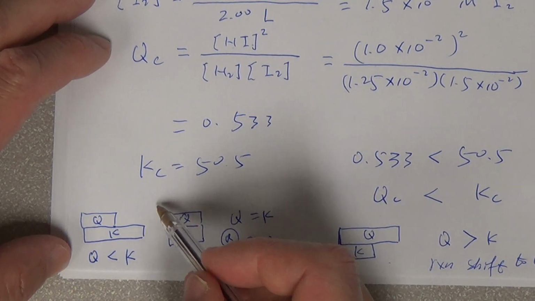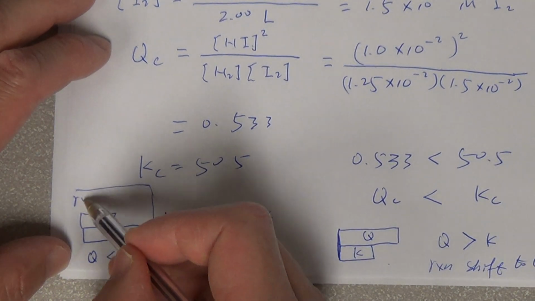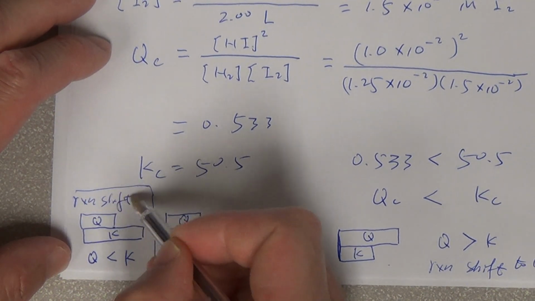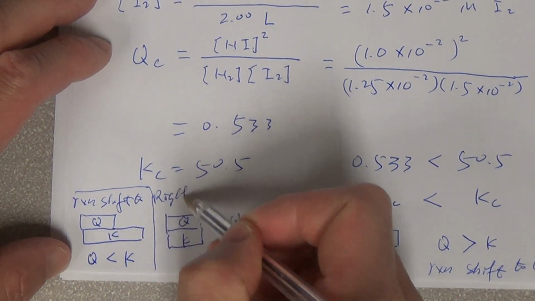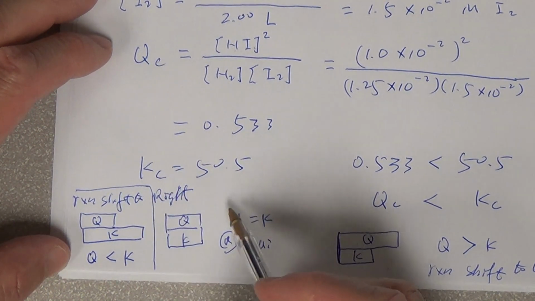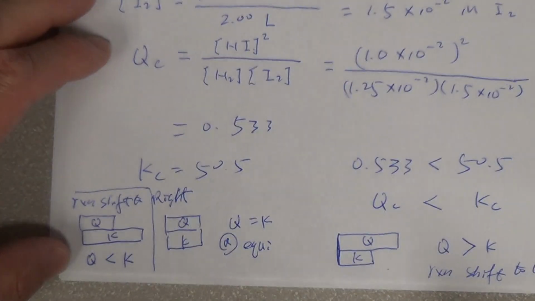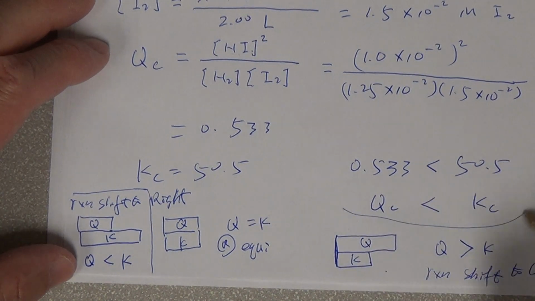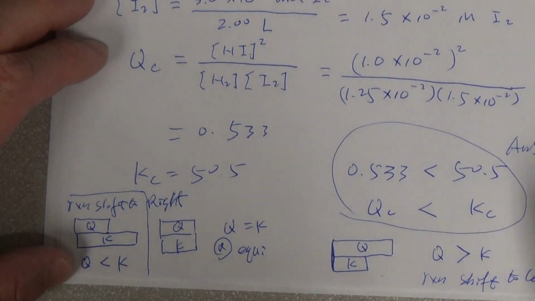So for this picture, our reaction shifts to the right to reach equilibrium. Okay? So the only choice matching this problem is answer D.